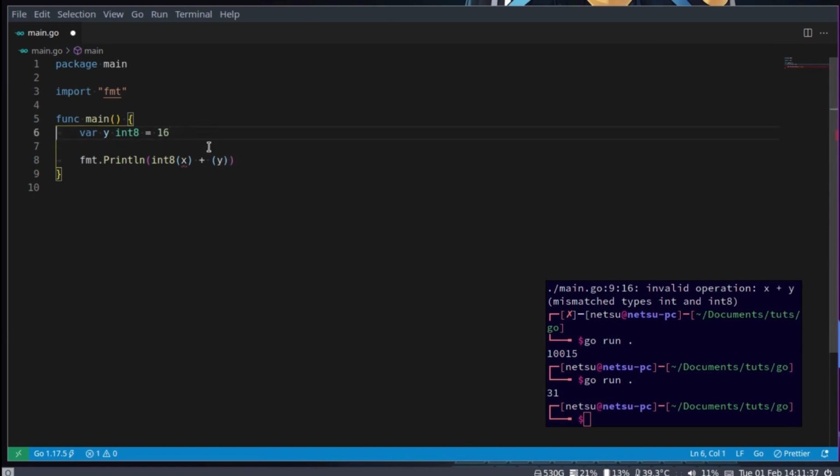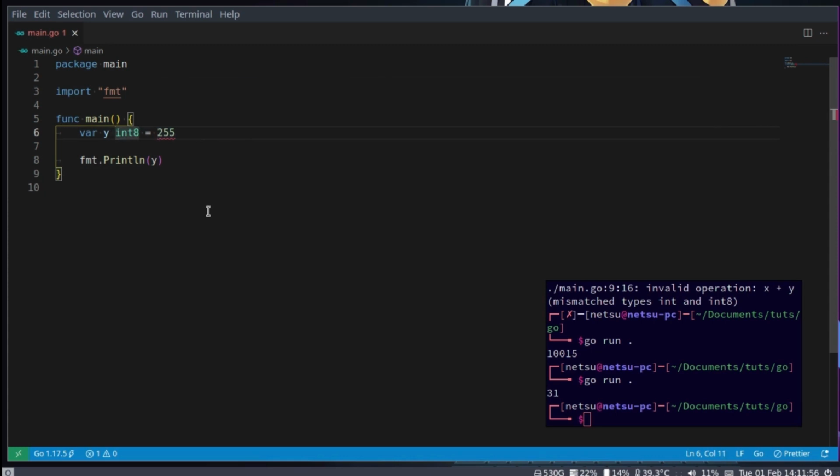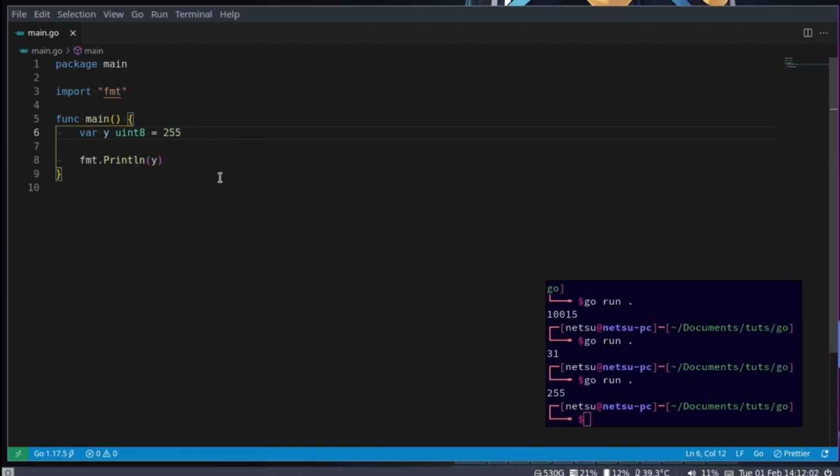So just to show you, if we were to then display y here and make it 255, because I'm not sure if it will go up until 256. Actually, here it already tells us it cannot go that high. Unless we probably make this a uint8, then it will probably be allowed to go that high, because uint is called an unsigned integer.